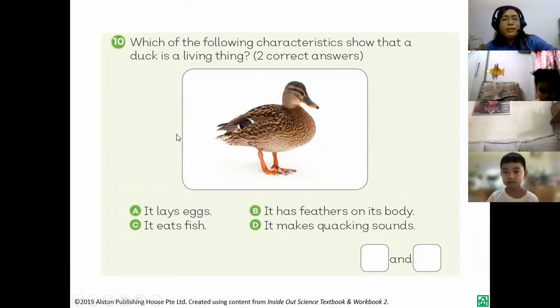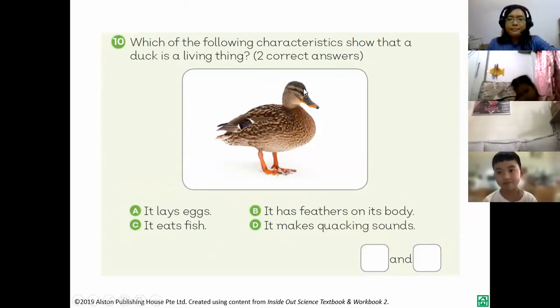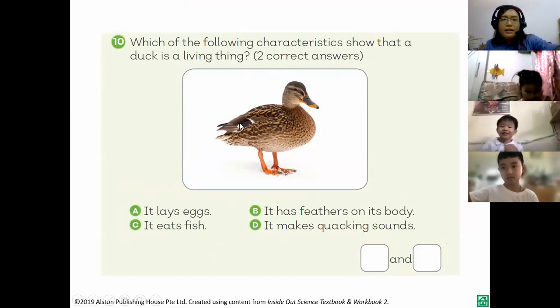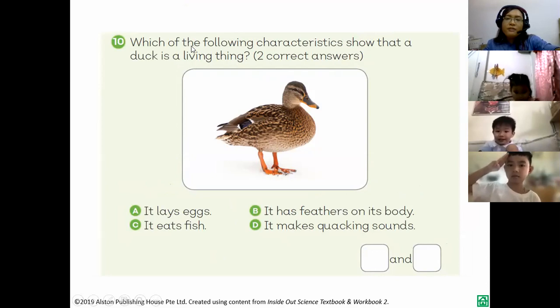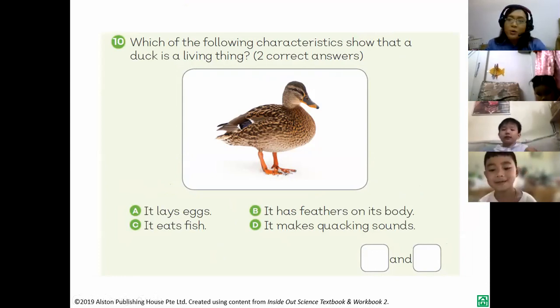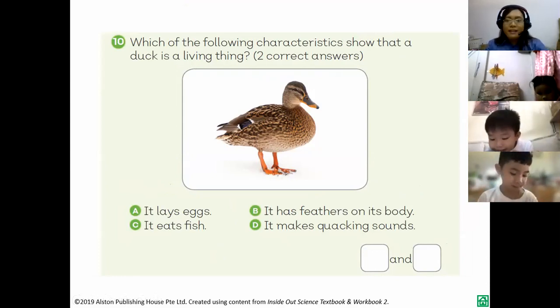Look at the picture. What animal is this? It's a duck. Okay, so this is a duck. So which of the following characteristics show that a duck is a living thing? So how do we know if the duck is a living thing?